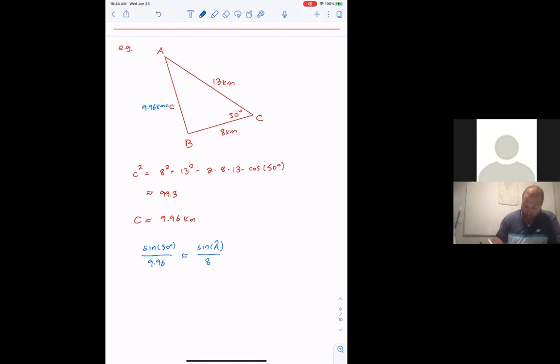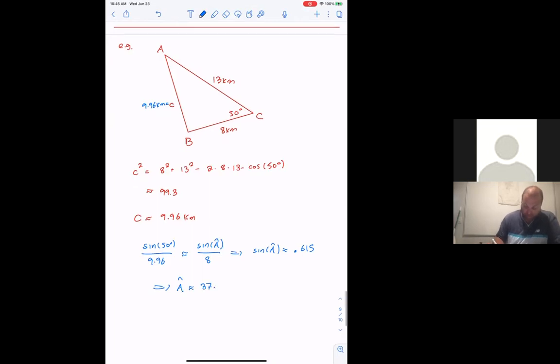Multiply by 8, and this gives me that sine of A hat is approximately 0.615. Oops, that's not A hat. So if I want A hat, use the arc sine of my answer. A hat is approximately 38.0 degrees. That's what my calculator gives me.